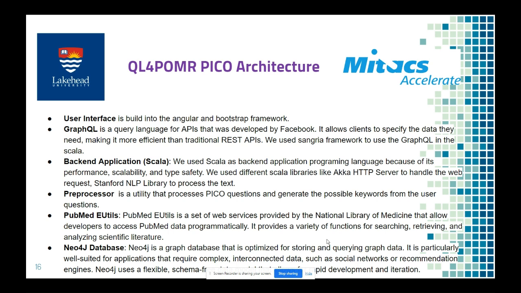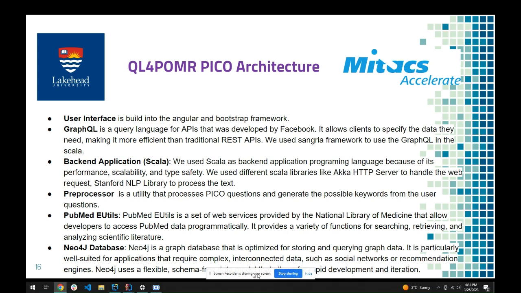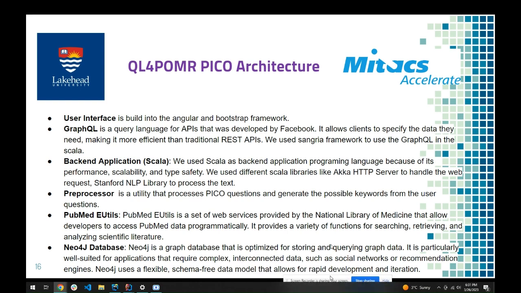And the Neo4j database is a NoSQL database, which helps us store complex interconnected data, like we have articles, and it gives us a schema-free data model that allows repeated development and iteration. So these are the basic main components which we use to develop our application.